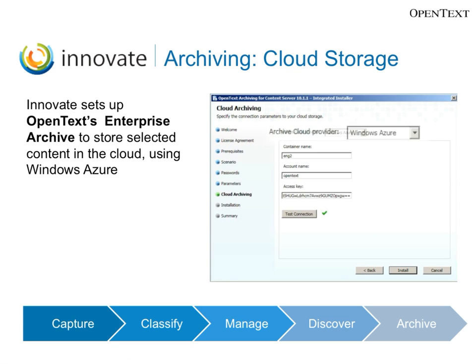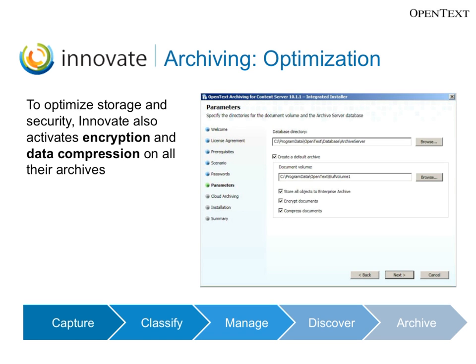OpenText Enterprise Archive systems can be configured to use any type of data storage, even cloud, so Innovate can choose the right storage solution for their needs without being tied to a single vendor. And to optimize storage and security, the system can also be configured to automatically encrypt and deduplicate the archive.